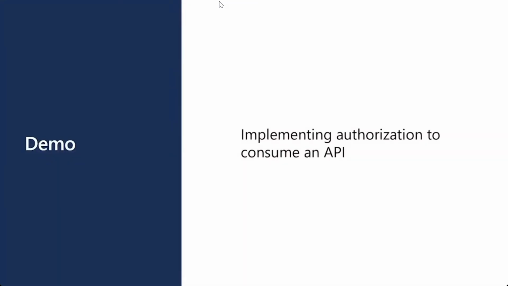So let's do a quick demo on implementing the authorization to consume an API. What we're going to do in this demo is create a JavaScript single page application. We're going to allow it to sign in with personal accounts as well as work and school accounts. We're going to acquire an access token, and then we're going to call the Microsoft Graph API or any other API that requires access tokens from the Microsoft Identity Platform endpoint.